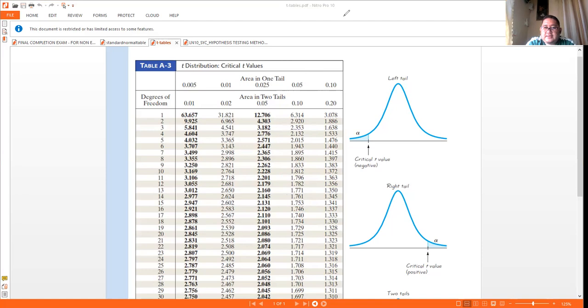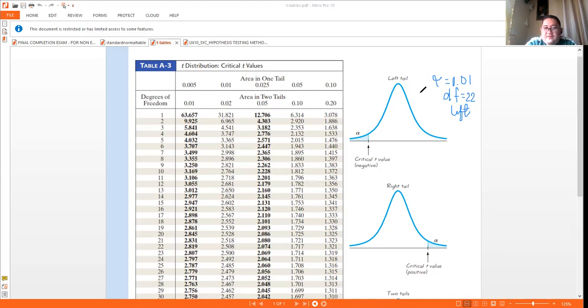Okay, next. For example, alpha is 0.01. Then the degrees of freedom is equal to 22. But we are left-tailed. Okay? Left-tailed, sorry. Yes, left tail.